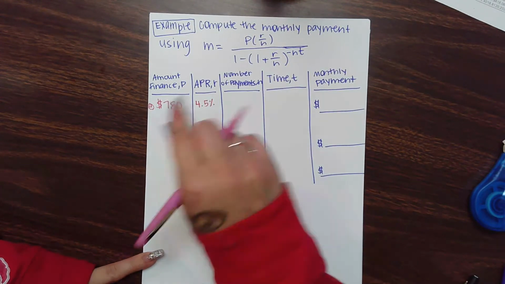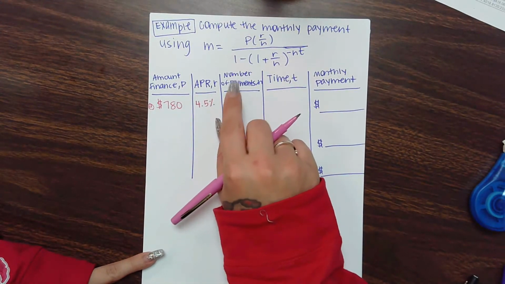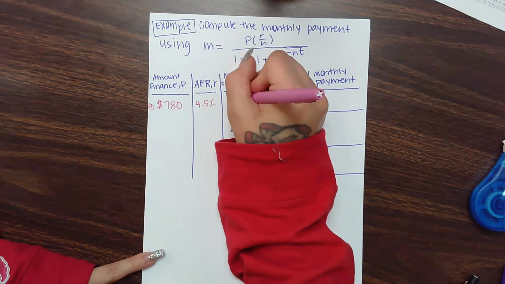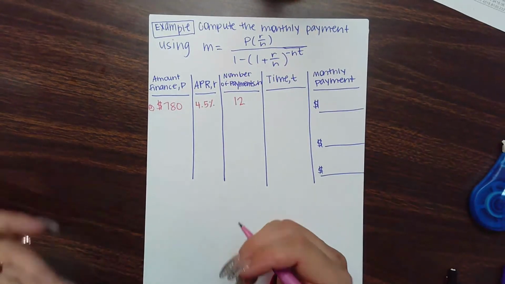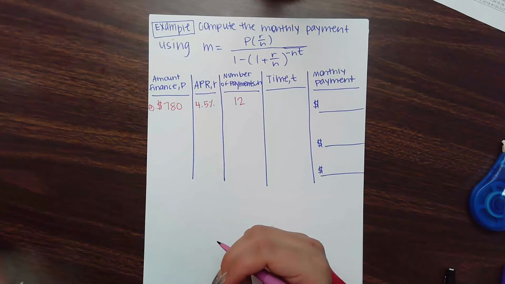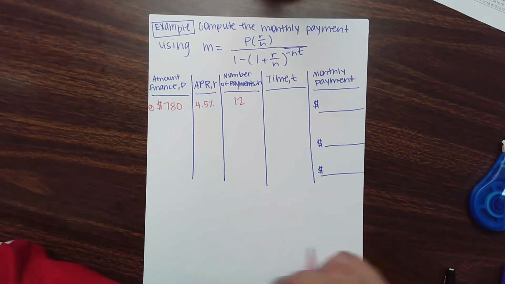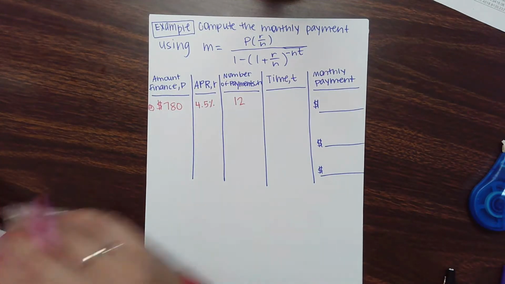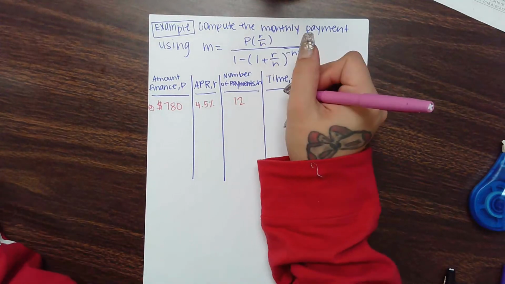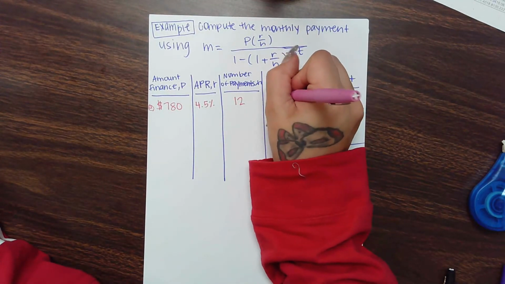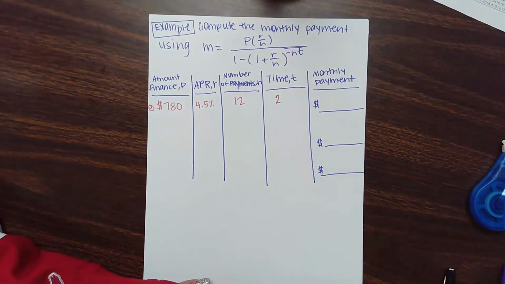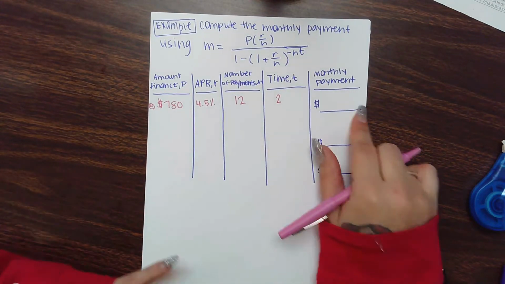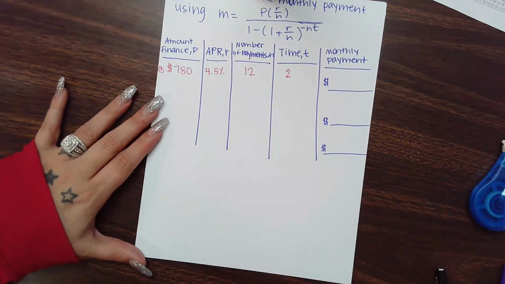Okay, the number of payments per year that I make is 12, which should make sense because we're dealing with monthly payments, right? For our time on this problem, I'm going to make 12 monthly payments per year for 2 years. Then it wants to know what the monthly payment is. I'll work on this one, and then we'll do another one and another one.